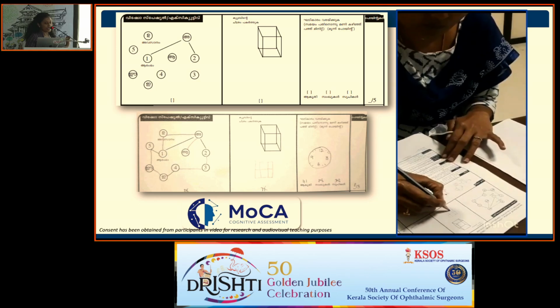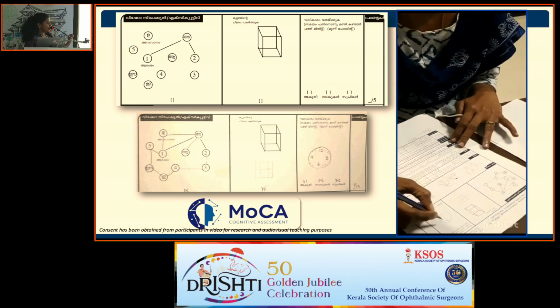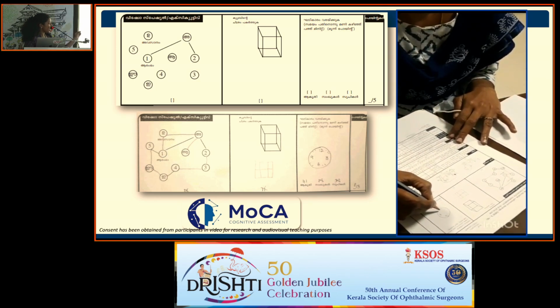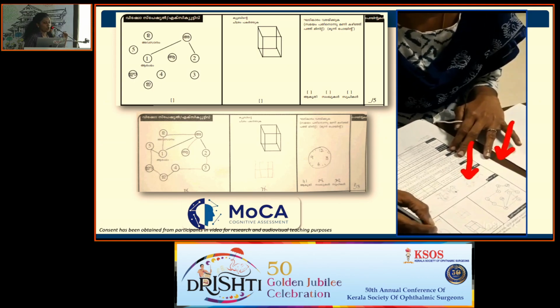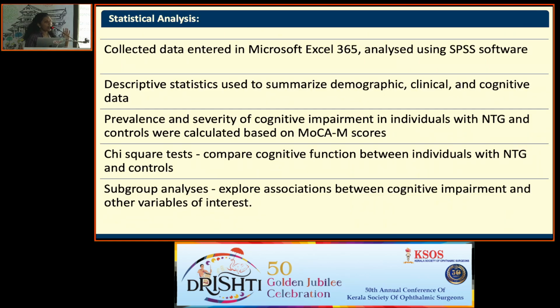This is another participant. She has completed trail making, but it is incorrectly done. She has tried to copy a cube, but it is also incorrect. And she is not able to complete a clock drawing. Similarly, all the other domains were tested. The collected data was analyzed statistically.